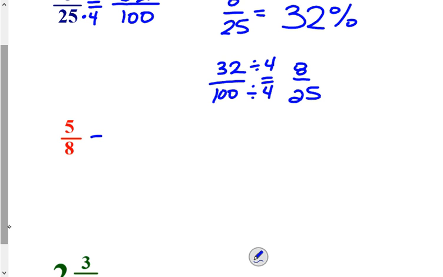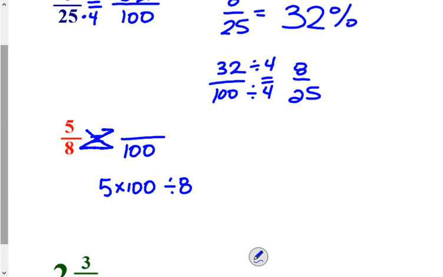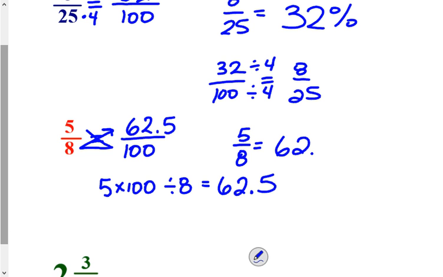5/8. So for this one, again, I want to have it out of 100. I would just do 5 times 100, so cross multiply and then divide by 8. 5 times 100 is 500. 500 divided by 8 is 62 and 5/10. So we get 62 and 5/10 out of 100, which means 5/8 equals 62 and 5/10%.